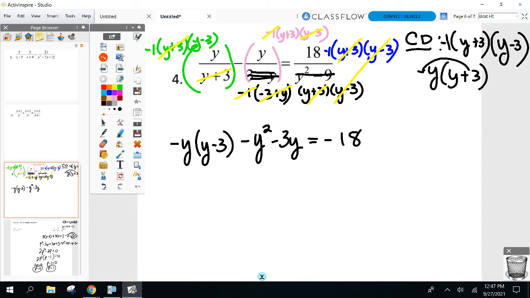Ava? Question? No, I just got confused for a second. Ready, guys? Negative y squared plus what? 3y. Just distribute, because remember, that came from multiplying 3 things together. Minus y squared minus 3y equals 18.